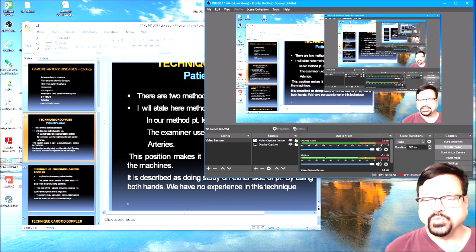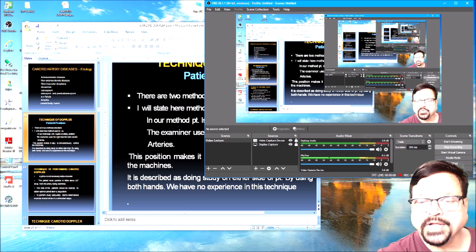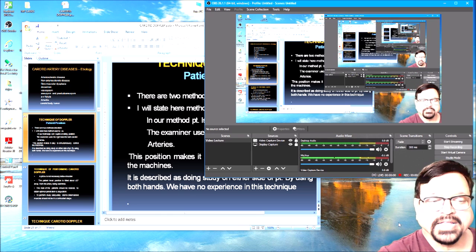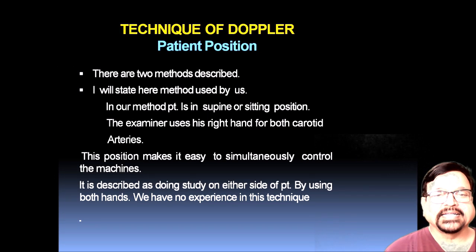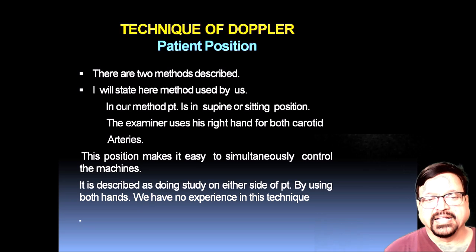Now, this is part 2 of the same carotid series. We are going to the slide starting from the patient's preparation. Now, we are going to the technique of carotid Doppler.